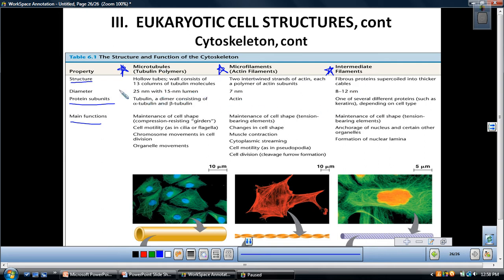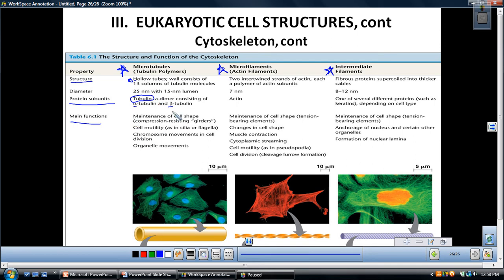Okay, the structure I do want you to know: the microtubules, they are hollow. So if you have a highlighter, you might want to highlight hollow tubules right here. And the wall consists of different columns of tubulin molecules. Go ahead and highlight, this is the protein subunit. Tubulin is a type of protein that makes up these hollow tubes, these microtubules. And there's an alpha and a beta. If you remember alpha helix and beta pleated sheet, that gives you an idea of what structure they're in. Remember, secondary structure of a protein. So this is a secondary structure of protein that helps microtubules form that hollow shape.